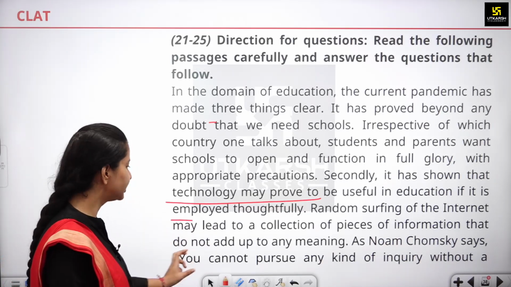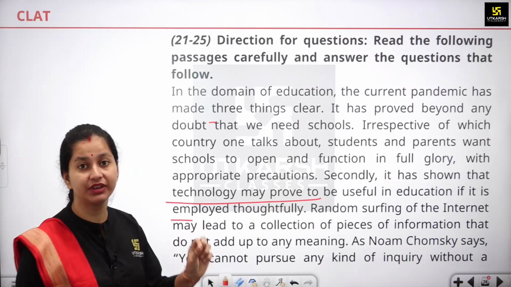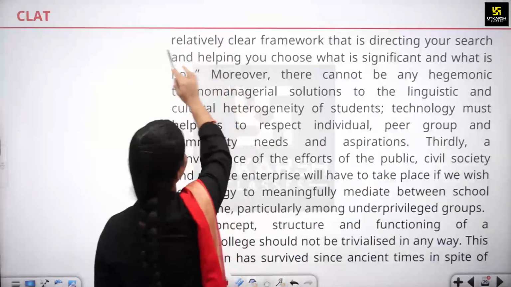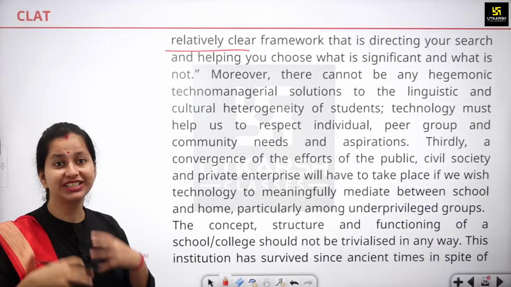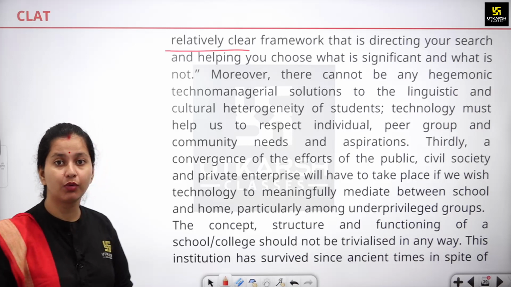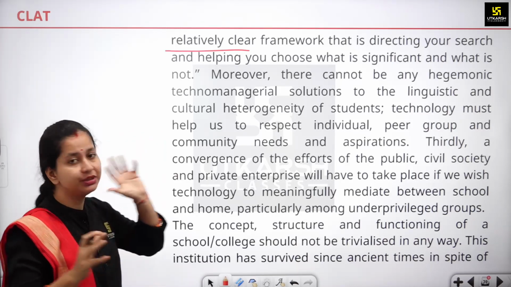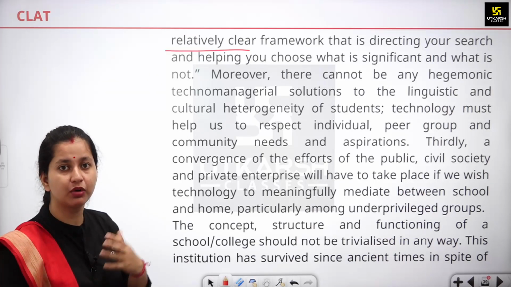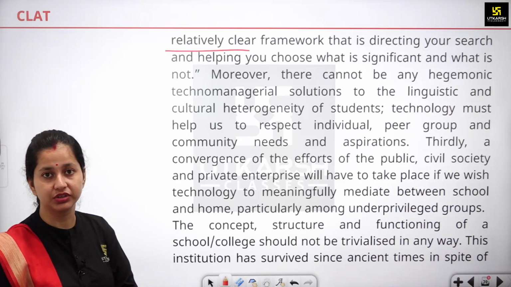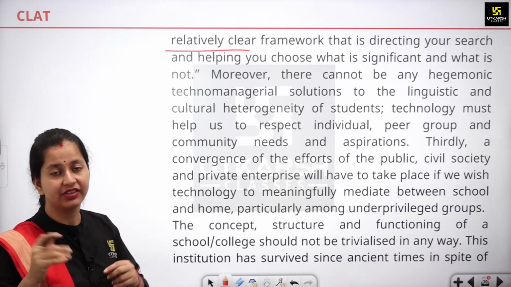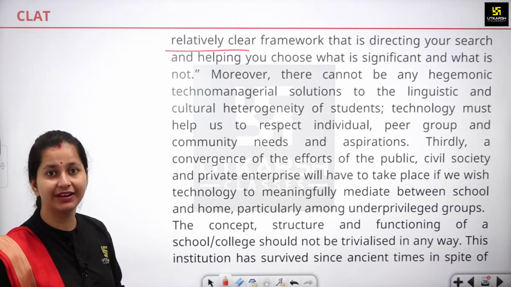As Noam Chomsky says, you cannot pursue any kind of inquiry without a relatively clear framework of what is directing your search and helping you to choose what is significant and what is not. Moreover, it means that you should frame a structure of what our research should be directed towards. It means that you should make directions clear in your head that we should be searching for this information.